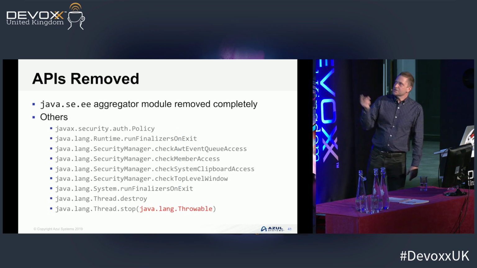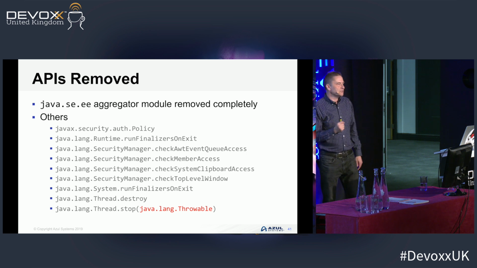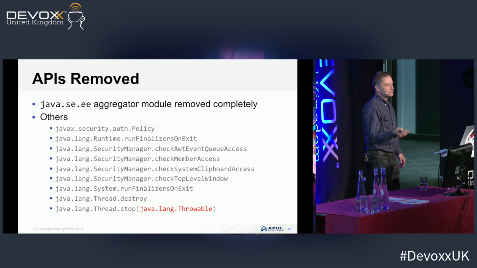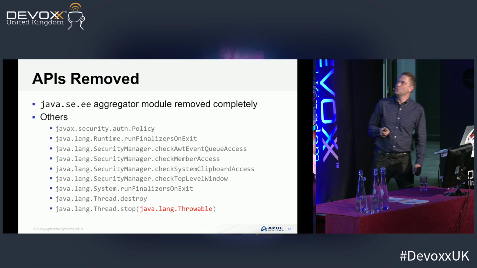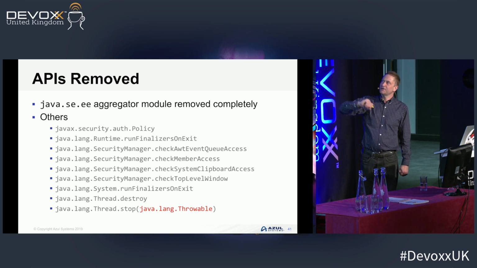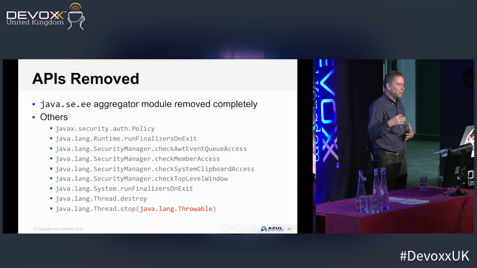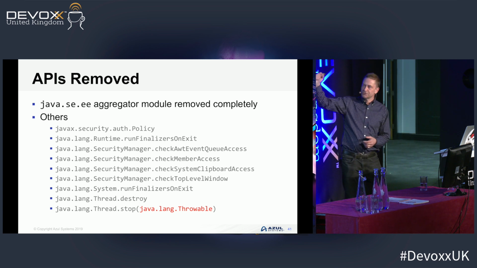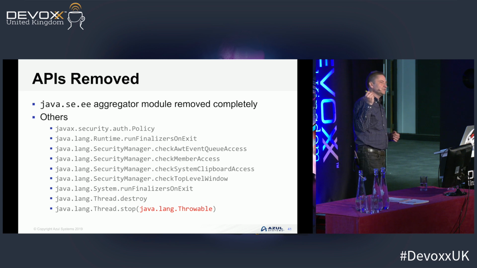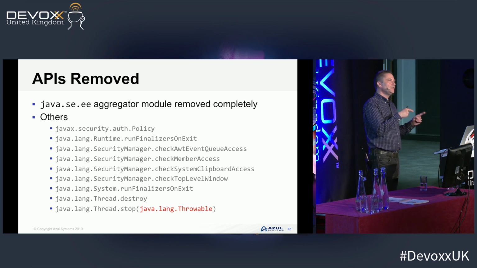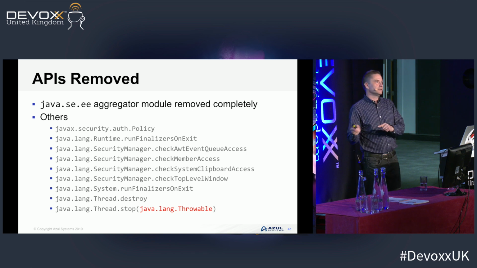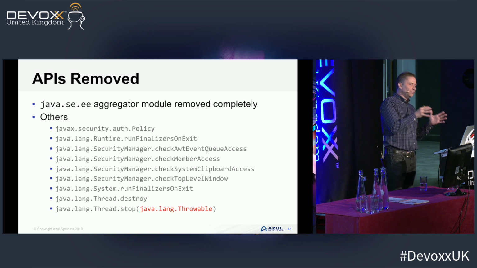APIs that have been removed. There's a handful of things that were deprecated and are now being removed. Most of these, again, are not really too much of an issue. Things like Runtime.runFinalizersOnExit. There's this idea of trying to move away from finalizers. Thread.destroy has finally been removed, and also Thread.stop, but only the one that takes a Throwable as a parameter. The Thread.stop which doesn't take a Throwable, so has no parameters, is still there for now, but it is deprecated. You shouldn't be using it.